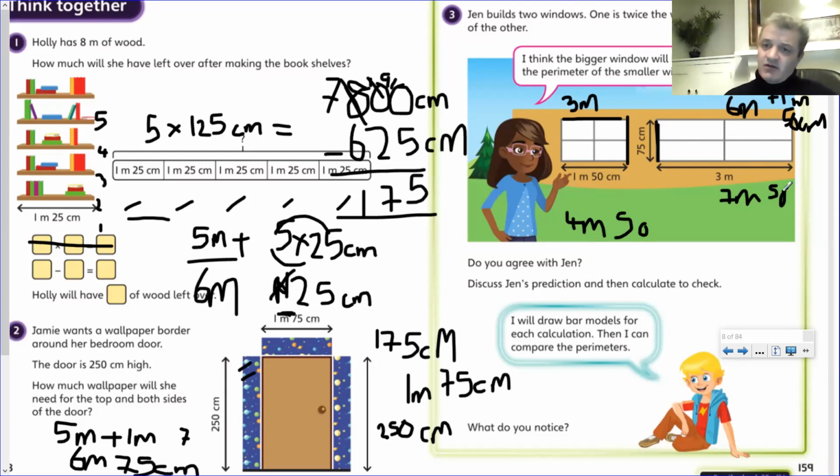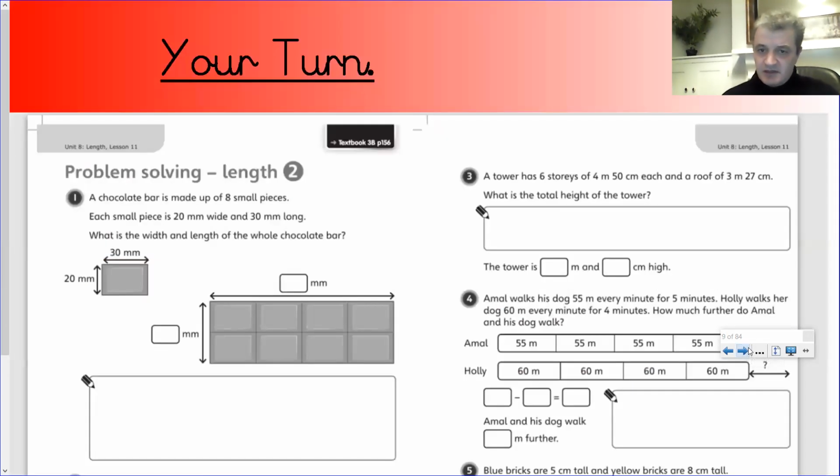So I think the bigger window will have double the perimeter of the small window. It is not double the perimeter, because double 4 meters 50 would be 9 meters. That is incorrect. And that's because we haven't got a doubling of this. This is the same. We've got a doubling of the width, but not of the height of the window. That's why we haven't got doubling. Okay, let's have a look at the slide.